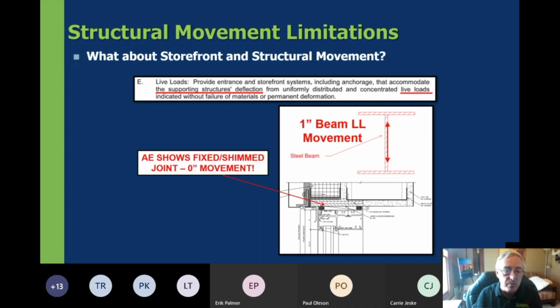So in this case, we see a standard architectural detail that shows a shim joint. Now, how much can a shim move? 0. It does not allow for any building structural movement. And so whenever this is shown in architectural details, it's actually usually in error because this usually requires building structural movement to be accommodated.